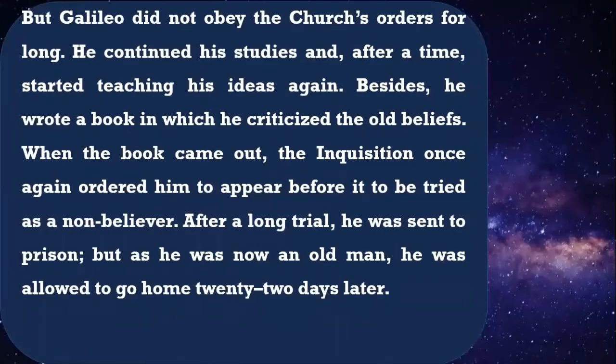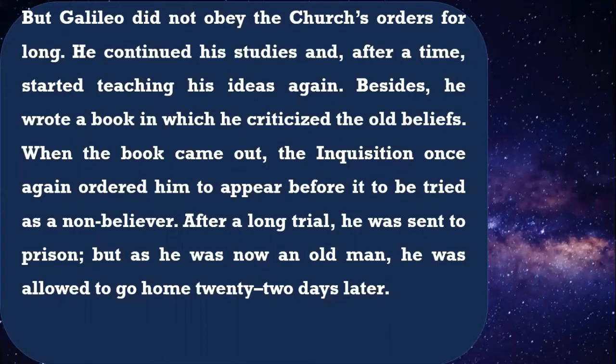Next, but Galileo did not obey the church's order for long. He continued his studies and after a time started teaching his ideas again. So what did he do? For some time he kept quiet, and then again he started telling the same thing, that the earth revolved around the sun. Besides, he wrote a book in which he criticized the old beliefs. Criticize means condemning, or telling that the old beliefs were wrong.